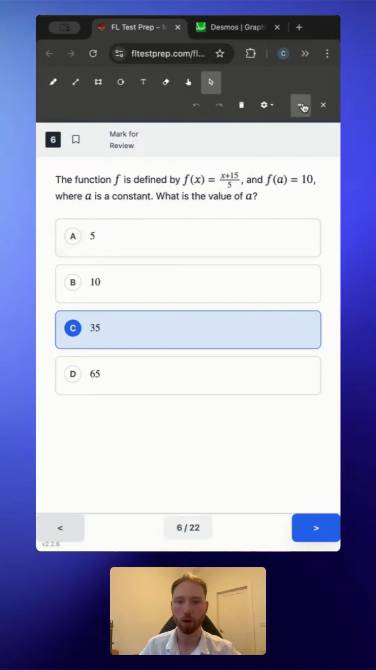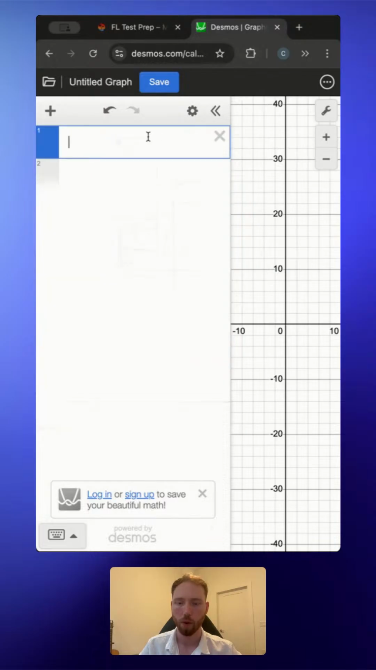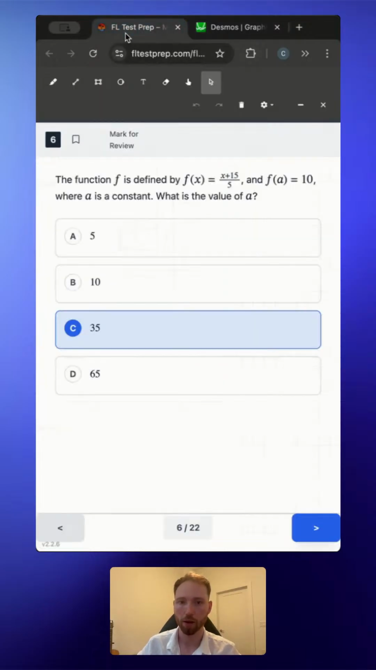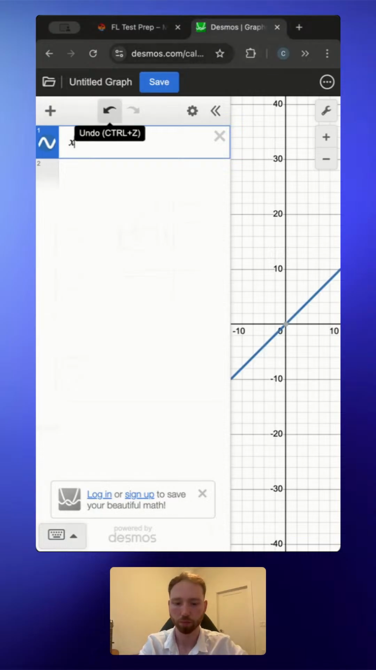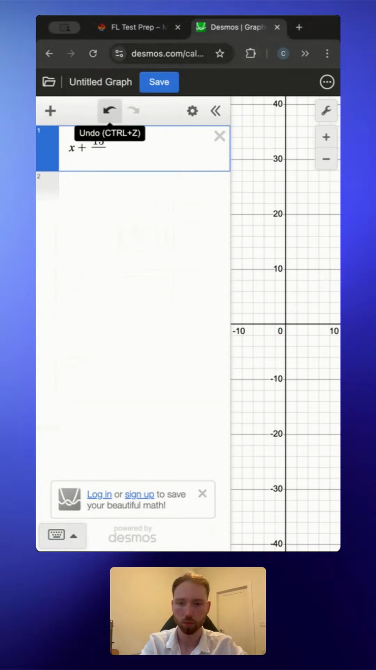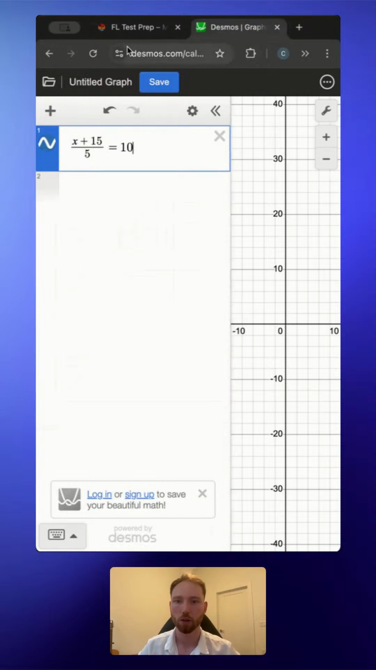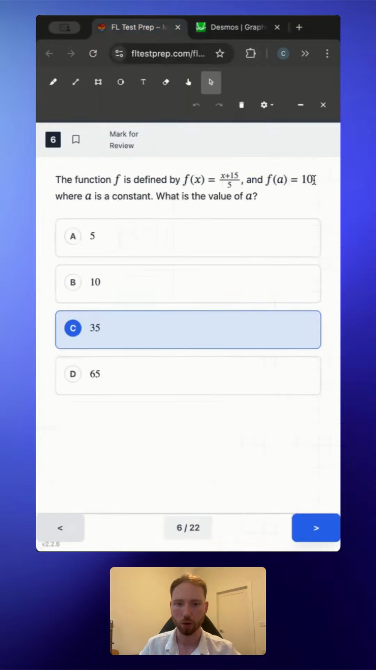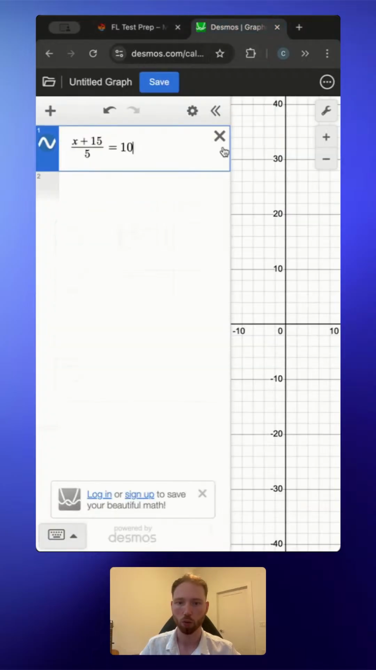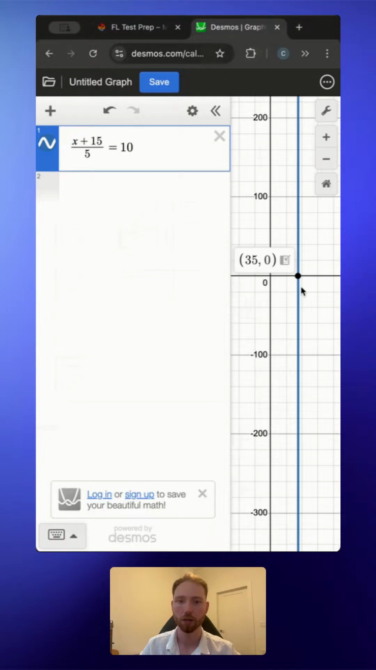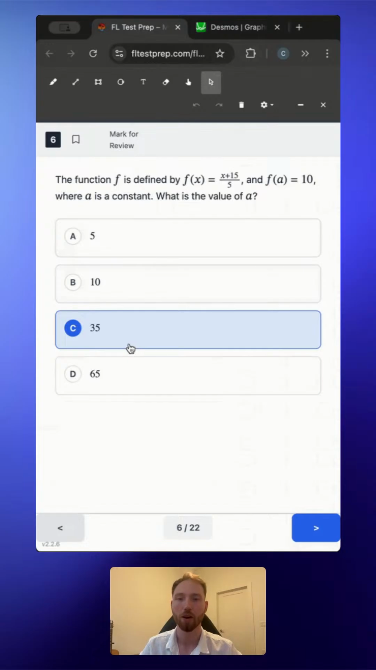So the best way to go about this problem is once again using Desmos. Because what I can do is just build my equation here. I know that it's x plus 15 over 5. Nope. I want to get the entire thing over 5, so you want to highlight it and then just divide it. And I know it's going to equal 10. So, it's just saying when the function equals 10, what would be the x value? And your x-intercept is going to show your solution, and it says 35. That's C, the correct answer for this question.